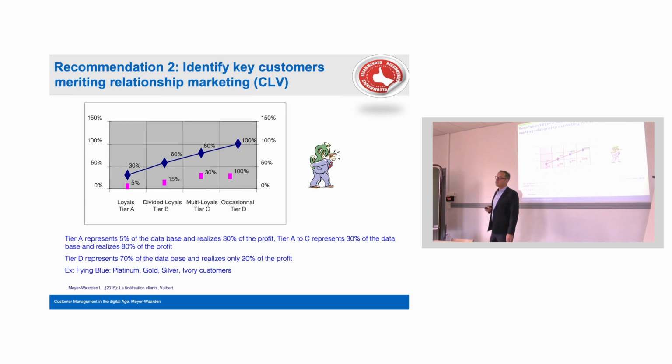Value alignment means that you identify the key customers that merit relationship marketing. Because, as I already stated, it is impossible to treat every customer in the same way. But this is what was happening in mass marketing. Traditionally, in marketing, and still some firms are doing that, treat all customers similarly.